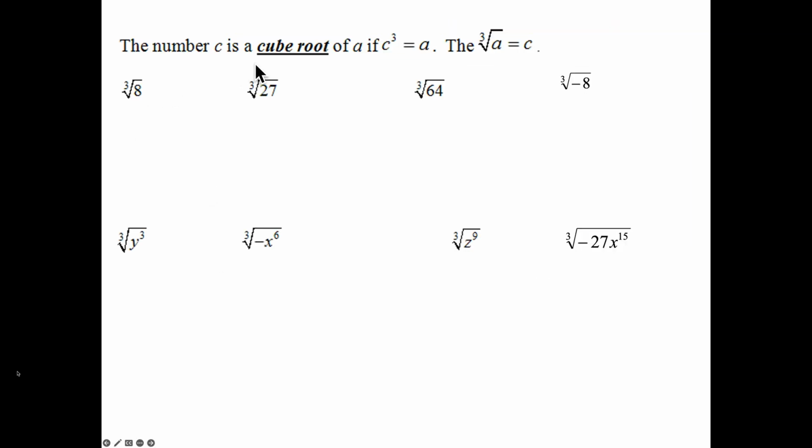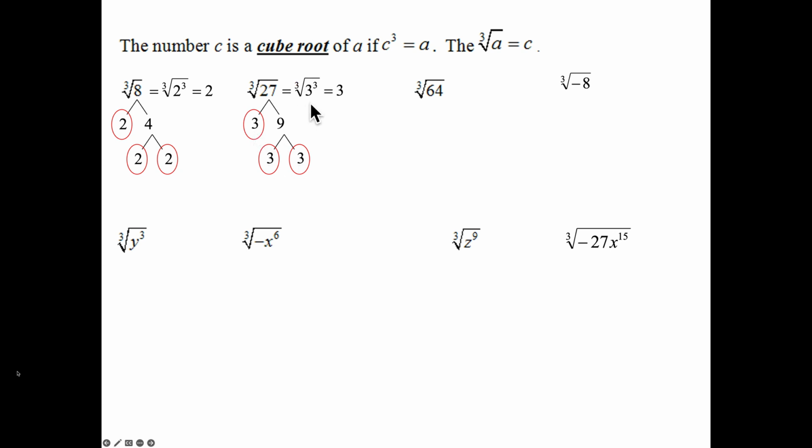All right, next we're going to talk about a cube root. Same type of definition. The number c is a cube root of a if c to the 3rd power is equal to a. So that means if we take the cube root of a, it's equal to c. So if we take this 8 and we break it down, 2 times 4, 4 breaks down to 2 times 2, we can rewrite this as the cube root of 2 to the 3rd power. Those two cancel out, gives me a 2. 27, do the same thing, 3 times 9. 9 is 3 times 3. This is 3 3's, so 3 to the 3rd power and the cube root cancel out to a 3.